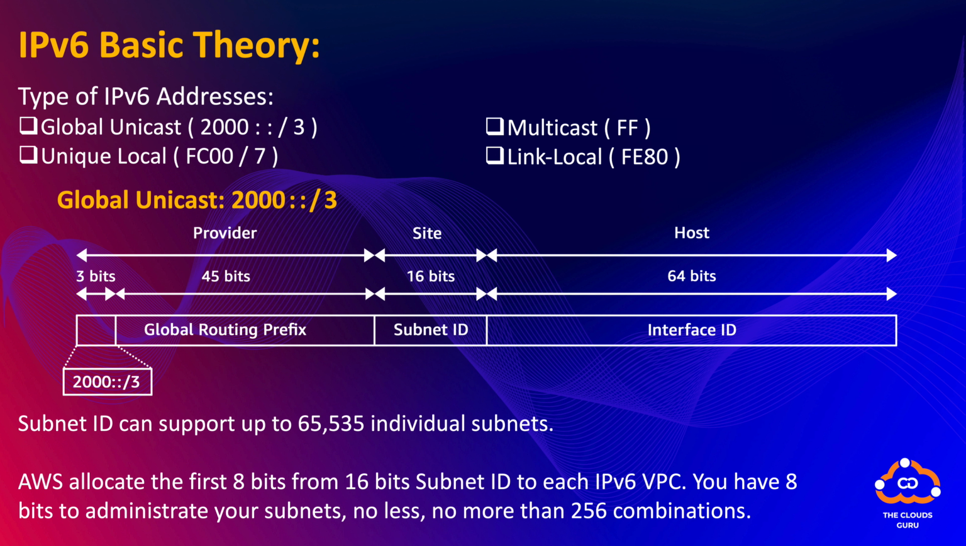Prefix is 3 bits, then 45 bits global routing prefix, subnet ID is 16 bits, and then 64 bits interface ID. Quick math, and we can say that subnet ID supports 65,535 individual subnets. AWS allocates the first 8 bits from the 16-bit subnet ID to each IPv6 VPC. The customer has 8 bits to administrate subnets, no less than 256 combinations.